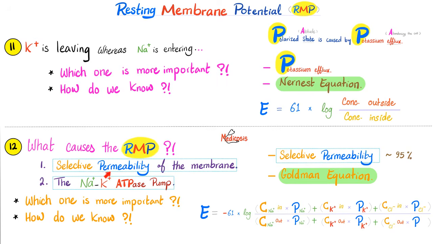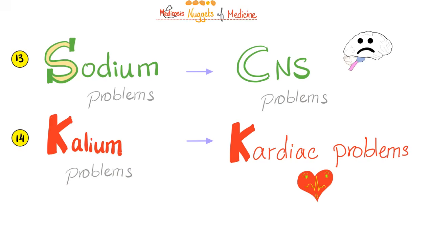How did we know which one is more important? Mr. Goldman told us that the selective permeability is more important. Anytime you have sodium problems, hyponatremia or hypernatremia, you get CNS problems. Sodium, CNS. Kalium problems, hyperkalemia, hypokalemia, you get cardiac muscle problems.